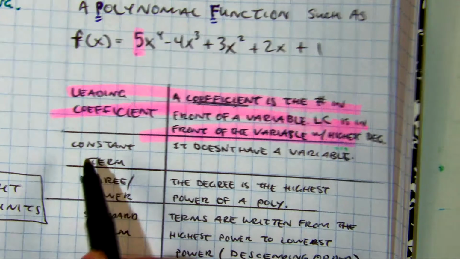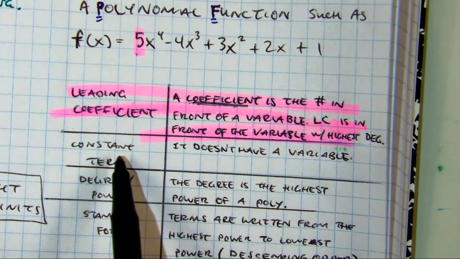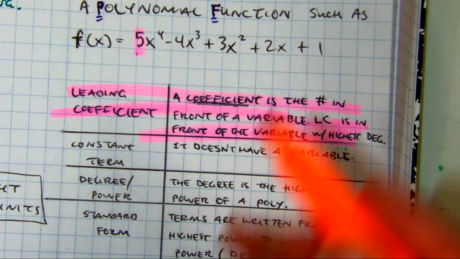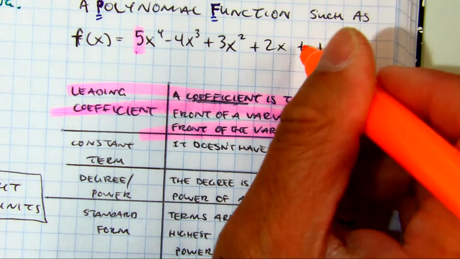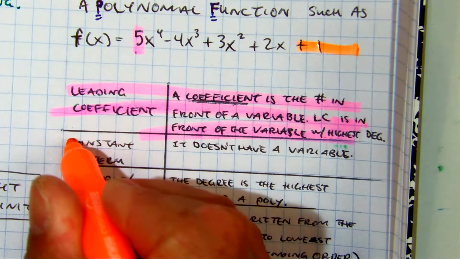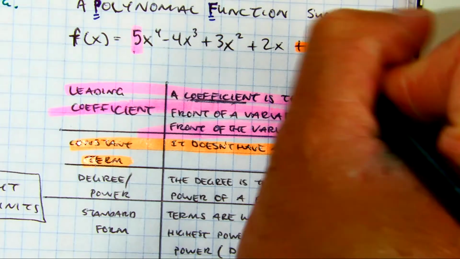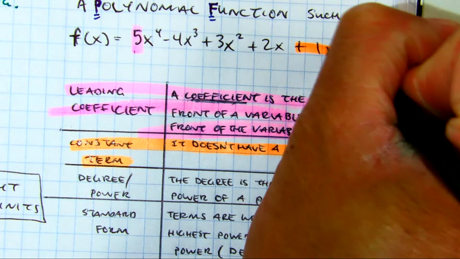The constant term is the one that doesn't have a variable. Put your finger on the one that doesn't have a variable. That should be the 1. Now, it actually does have a variable. It really does have an x to the 0 power. Does that make sense?